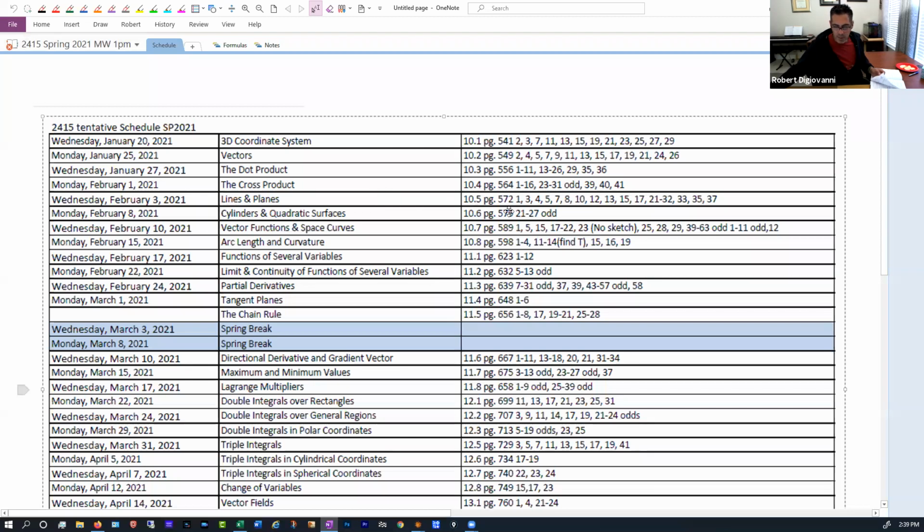So let's see, lines. So I have you doing 1, 4, 3, 4, 5, 7, 8, or 5, 7. So where do the planes start? So you should be able to go all the way up through 17.